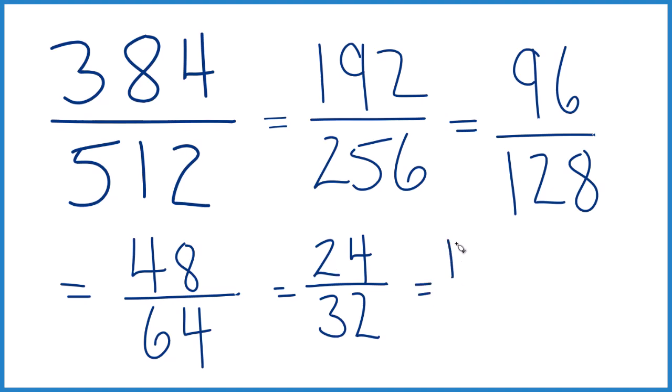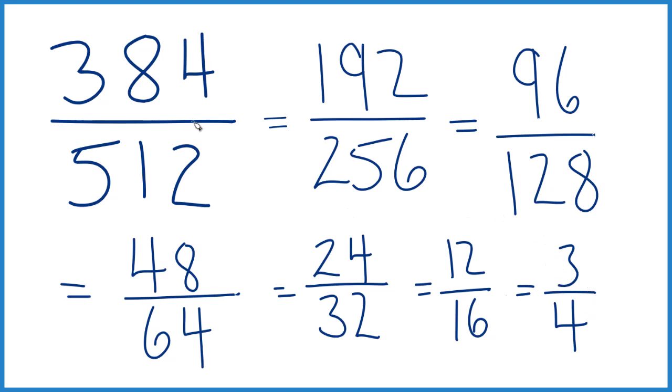I'm going to get 12 over 16, and because I'm almost out of space, 4 goes into 12 3 times, and 4 goes into 16 4 times. So I end up with 3/4. And you could have divided this in half and got 6/8 and then got to 3/4. It actually would work all the way down.